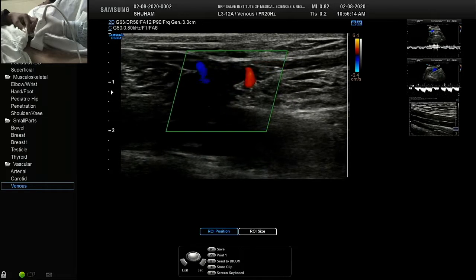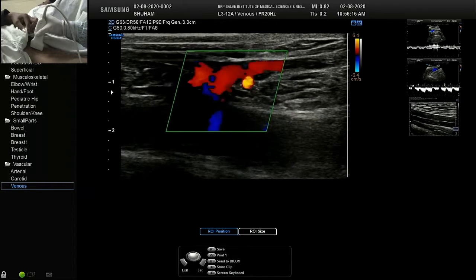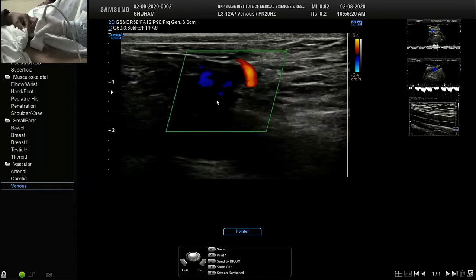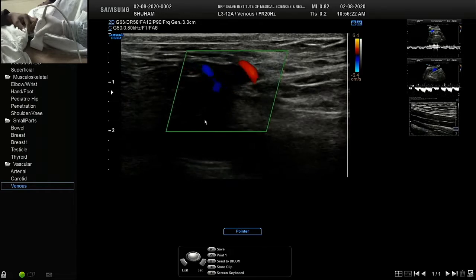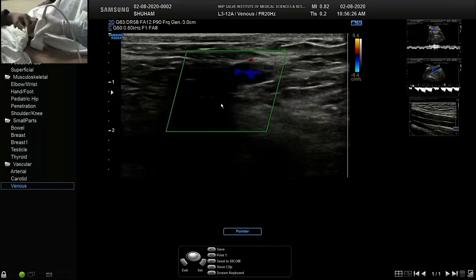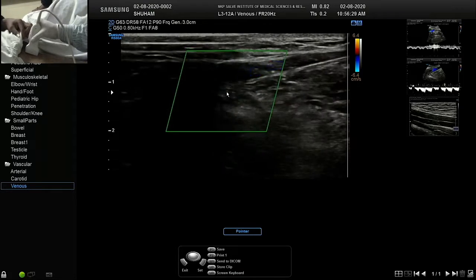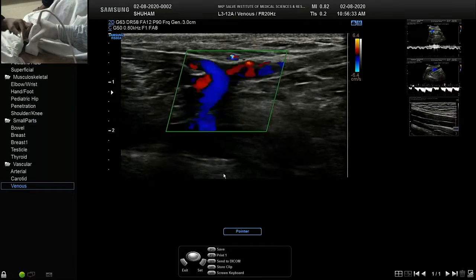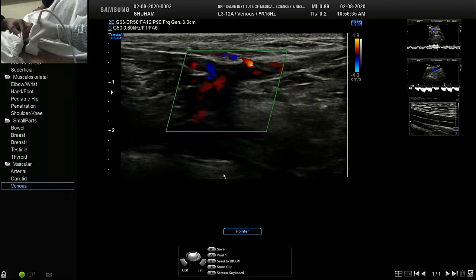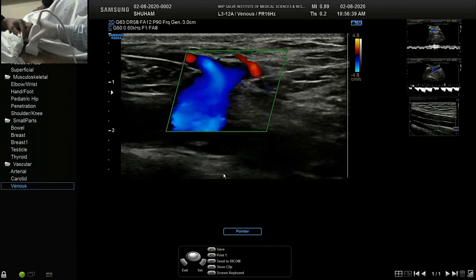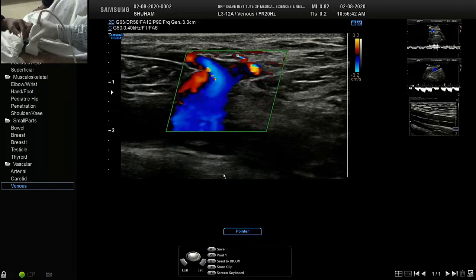So you can see the flow nicely. What is the direction of flow? Direction of flow is blue, it is going down into the common femoral vein. This flow is also going down, and then at this point you can do a little bit of adjustment as far as the scale is there. I have reduced the scale. See, the gain has increased and you can see the flow more nicely.